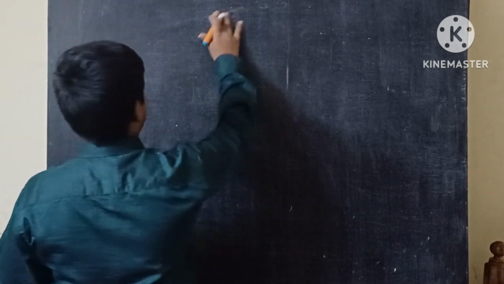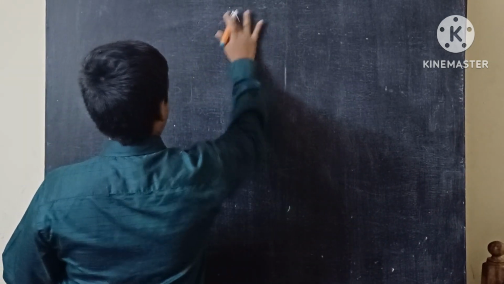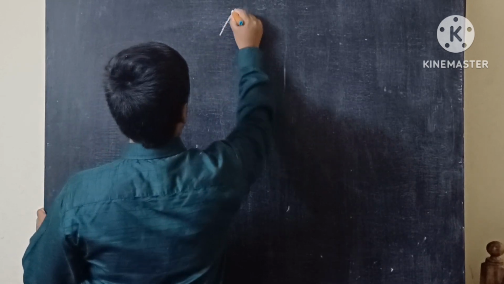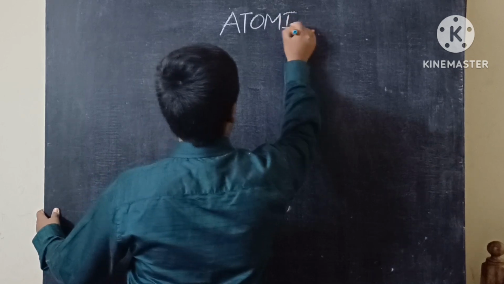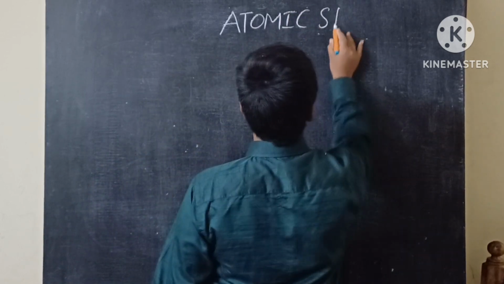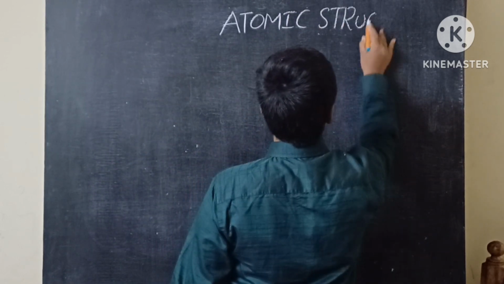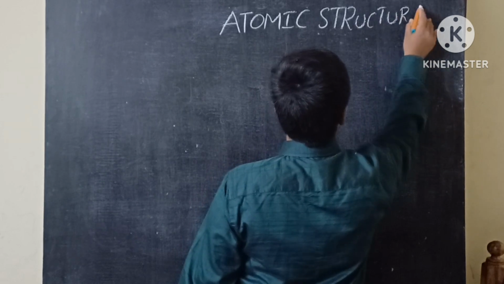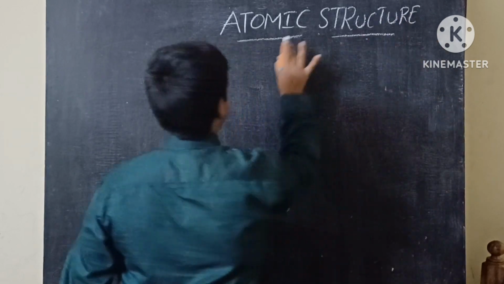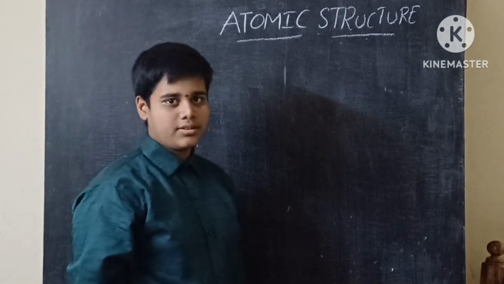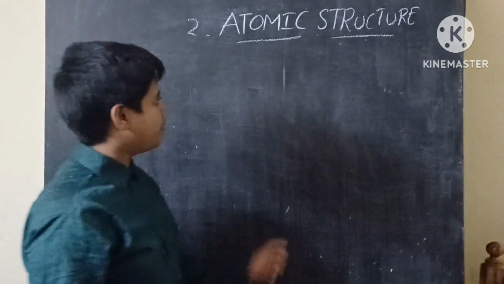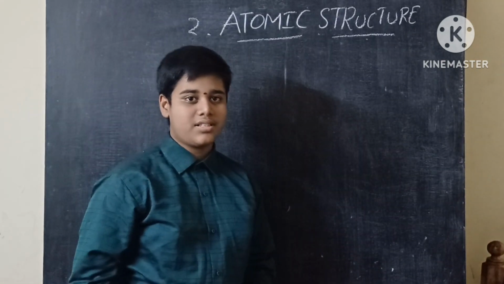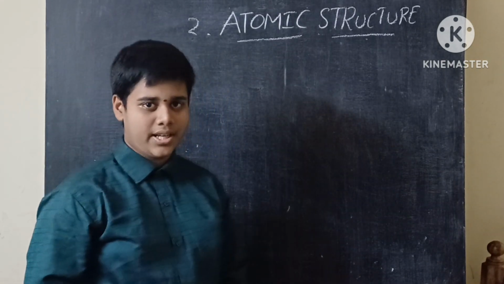Today I will explain a new chapter from chemistry. Atomic structure. So this is our second chapter from chemistry. In this we have to learn about what the structure of an atom is, how it looks like.